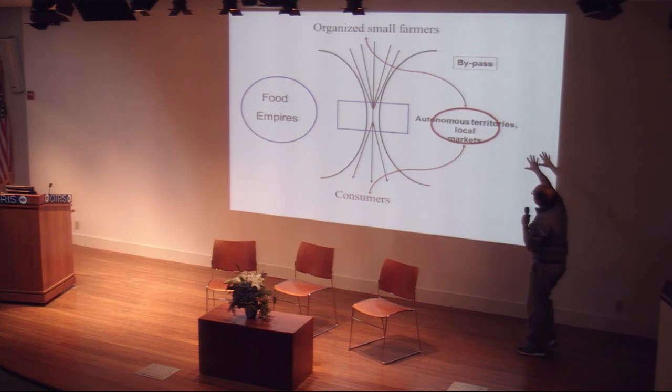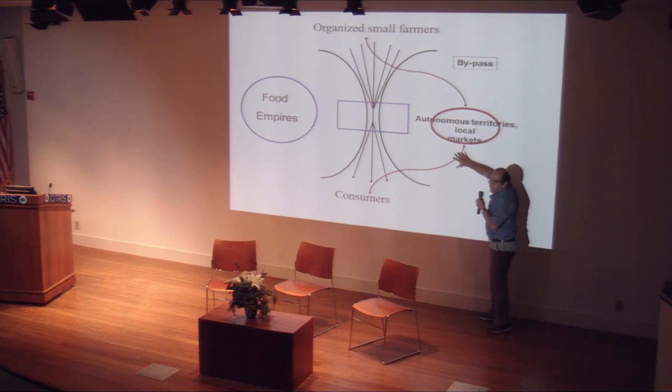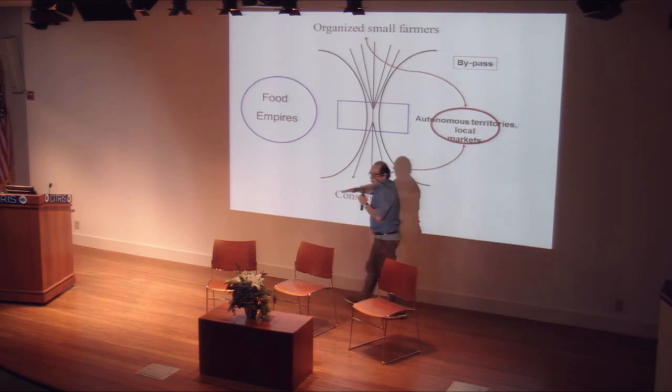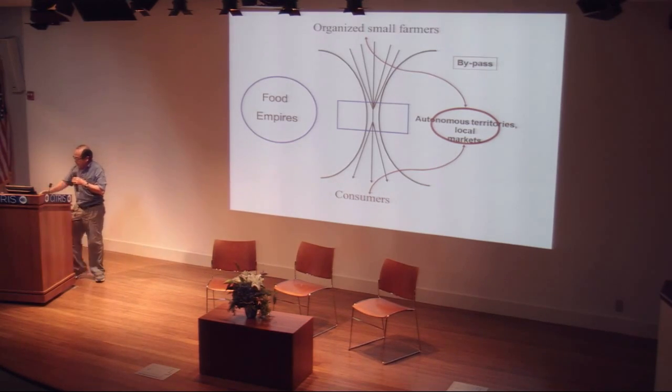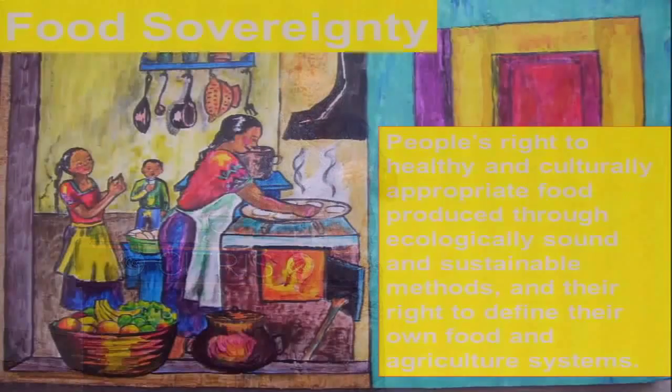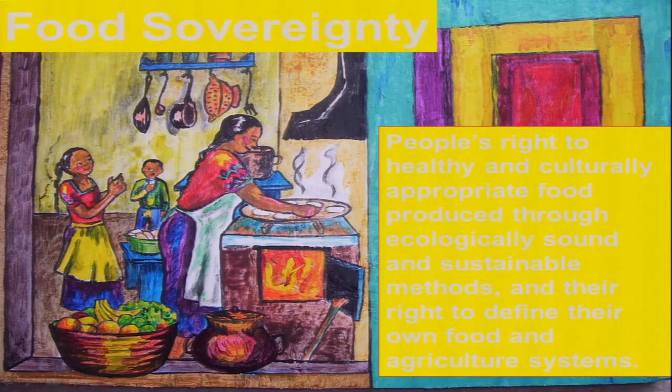And they create autonomous territories in which they create local markets that are in solidarity with the consumers, and then they bypass the system. That's what we need to do, is create a bypass with all this information that is being given by the medical doctors here and so on. To do what? To create a food sovereignty agenda, which is the people's right to healthy and culturally appropriate food produced through ecologically sound and sustainable methods, and the right to define their own food and agricultural systems. That's very easy to say, but how do you do it?